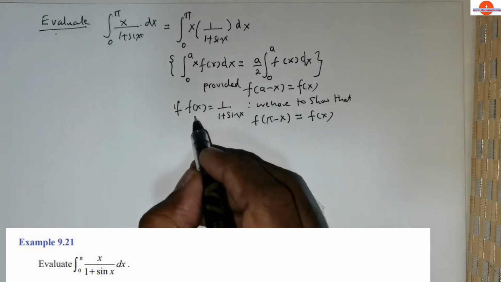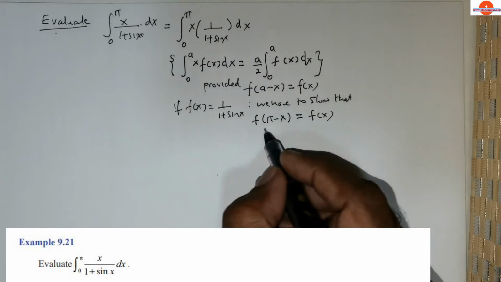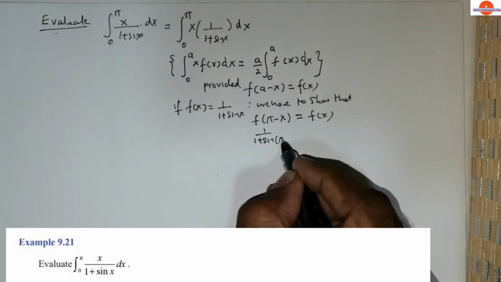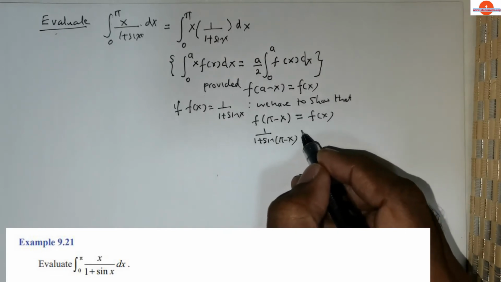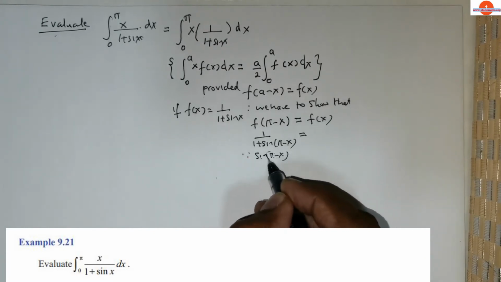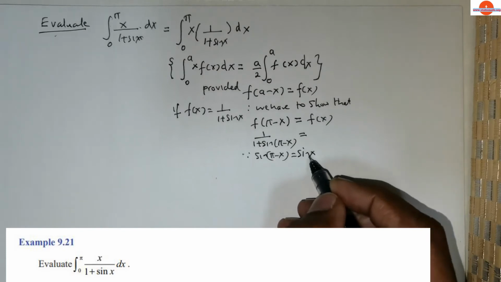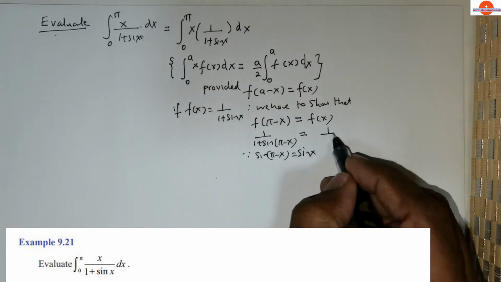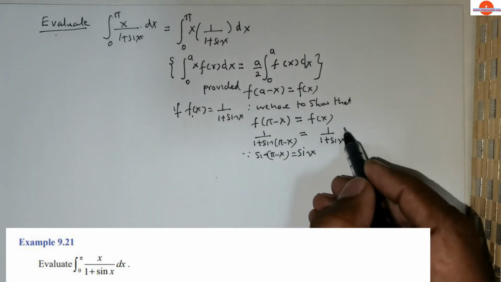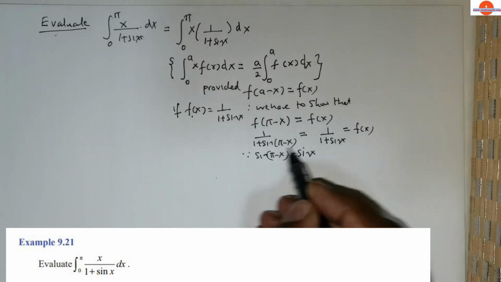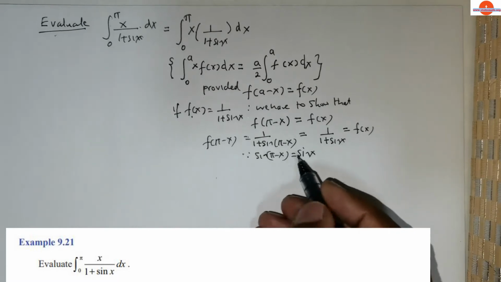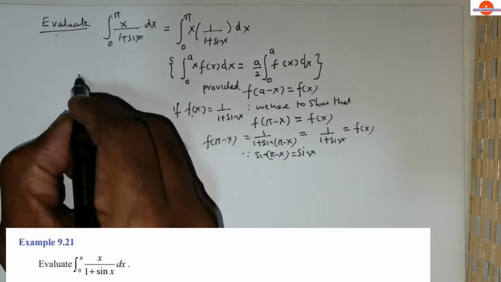Since I have taken f of x to be 1 over 1 plus sine x, this is going to be 1 over 1 plus sine of pi minus x. Now we know that sine of pi minus x is equal to sine x. In the previous example I have shown you that. So this means I would now have 1 over 1 plus sine x, which is nothing but f of x. So clearly f of pi minus x is equal to f of x. So hence what happens now?